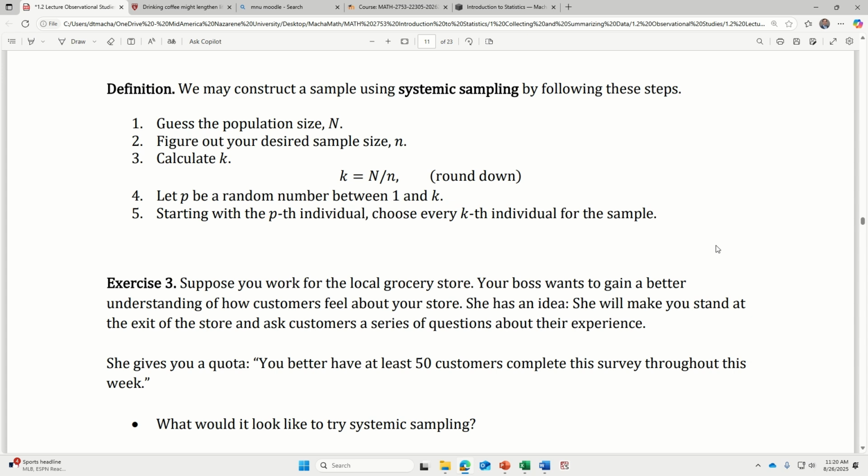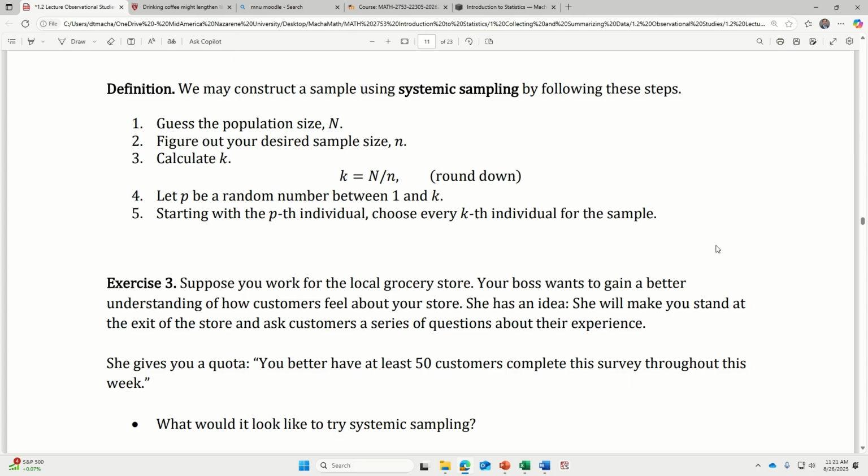If you are working at the grocery store, for example, I guess you can see the example right here. You don't have to know the exact number of customers that are about to come through the grocery store this week, but you have to take a guess. Maybe last week's sales is a good approximation of what this week's sales will be. So you could use that number, which is not exact, but it's okay. We take a guess. Step number 2, you're going to figure out your desired sample size. So you just come up with a number that could be arbitrary. Maybe you say 50 customers. We're going to calculate the population size divided by the sample size and then round down.